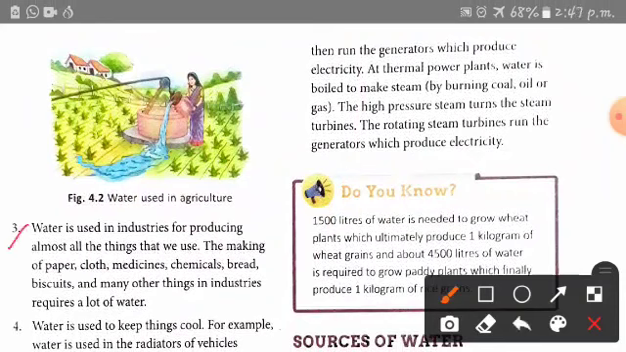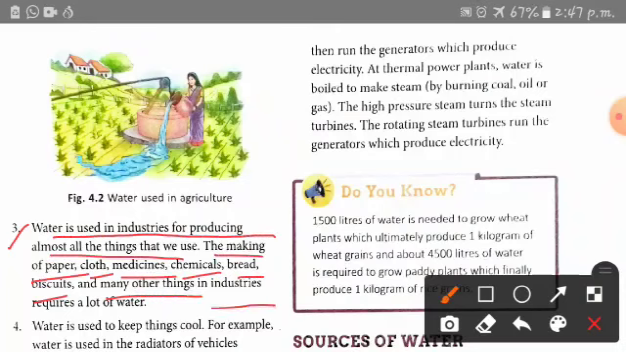Now the third point is water is used in industries for producing almost all the things that we use. The making of paper, cloth, medicine, chemicals, bread, biscuits and many other things in the industries requires a lot of water, because without water they cannot be made.